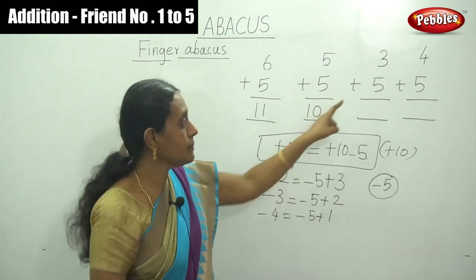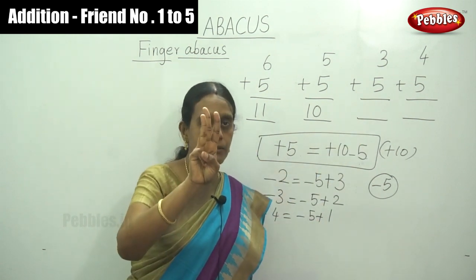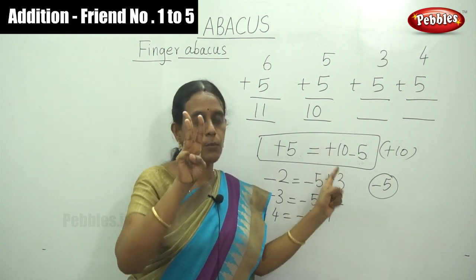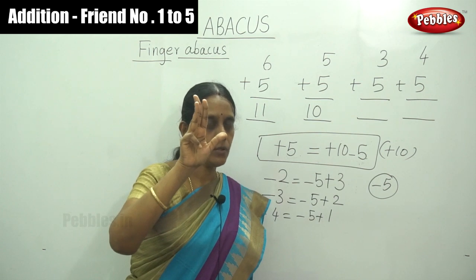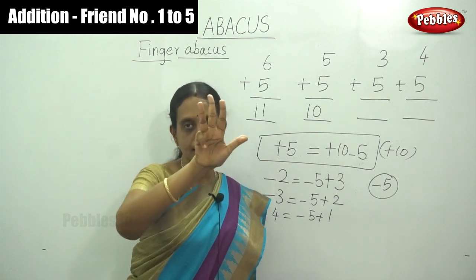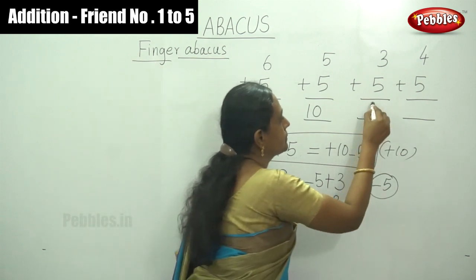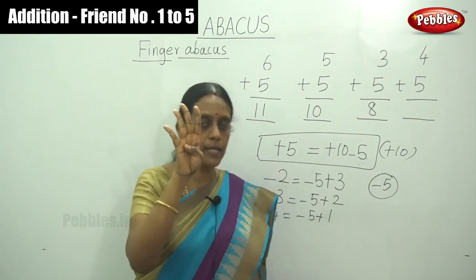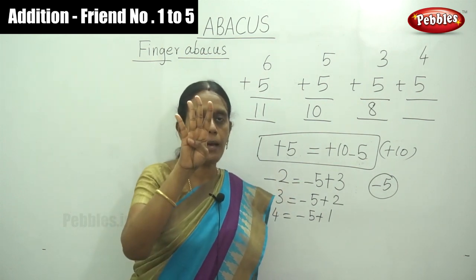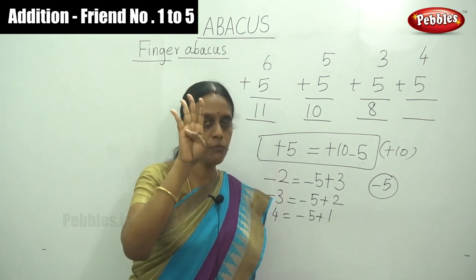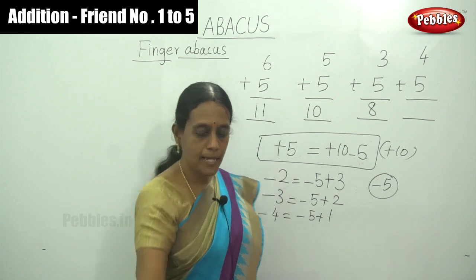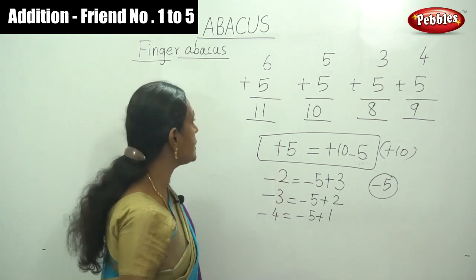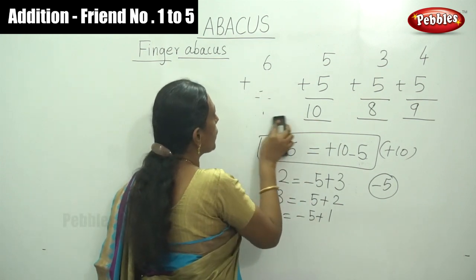Okay, and next sum, listen here. That is 3, 3 plus 5. No need of this formula, because 5 is here. So 3 plus 5, answer is 8. And next last sum, that is 4. Listen here, no need of formula. Here is a 5 value finger. So 4 plus 5, answer is 9. Can you understand? Okay, next we move on to the addition of 4.